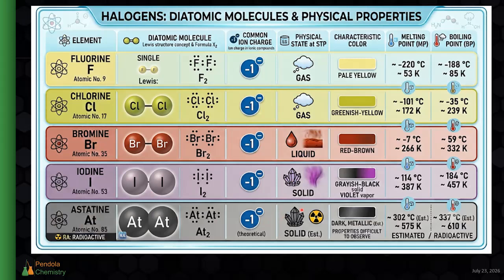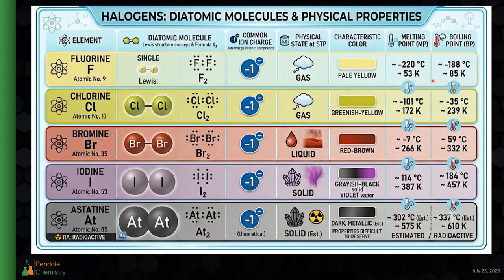And then astatine is a dark metallic color. It is a solid. It is also radioactive. So it is something that is really hard to study because it decomposes really quickly. It undergoes radioactive decomposition, or radioactive decay is another way to say that. So remember the color of the four main halogens. Remember their state of matter.